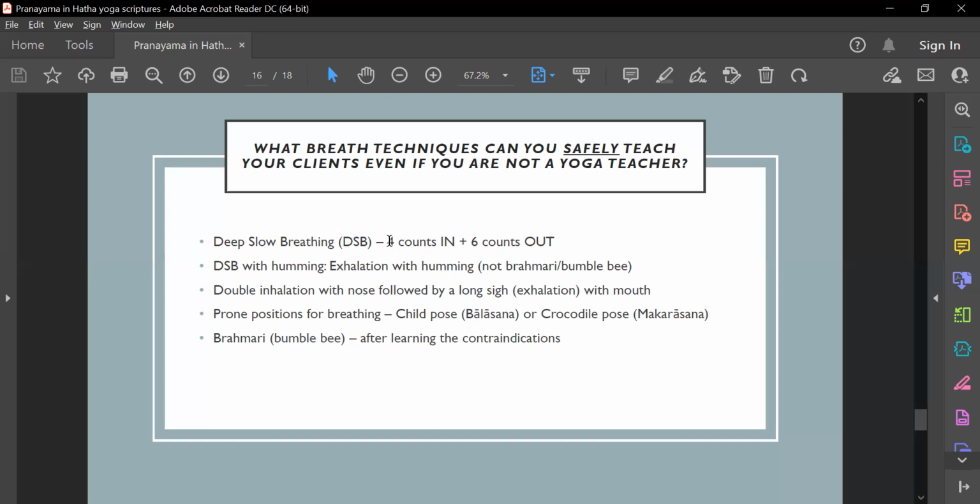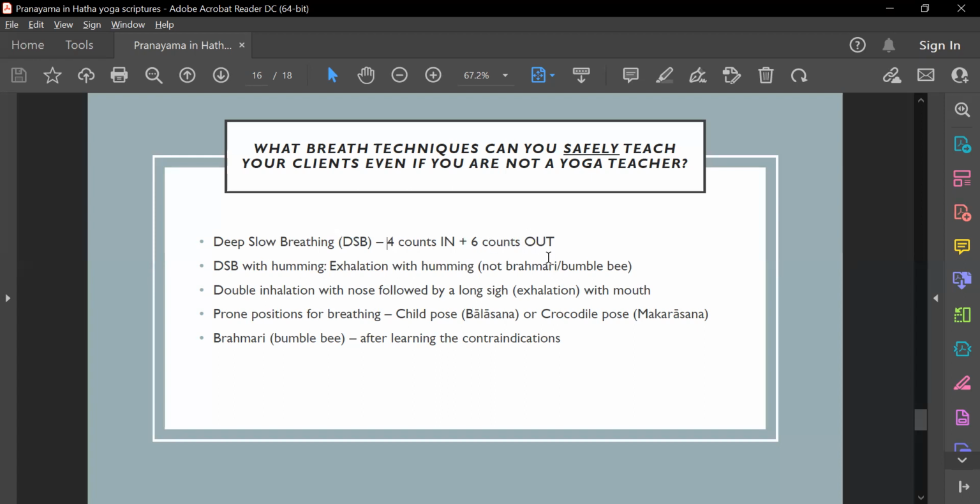But if possible, without putting your body in stress, this is a very important point. Whenever you practice any pranayama technique, your body shouldn't go through any measurable stress or duress. So you have to do this at ease. So 4 counts in, 6 counts out.